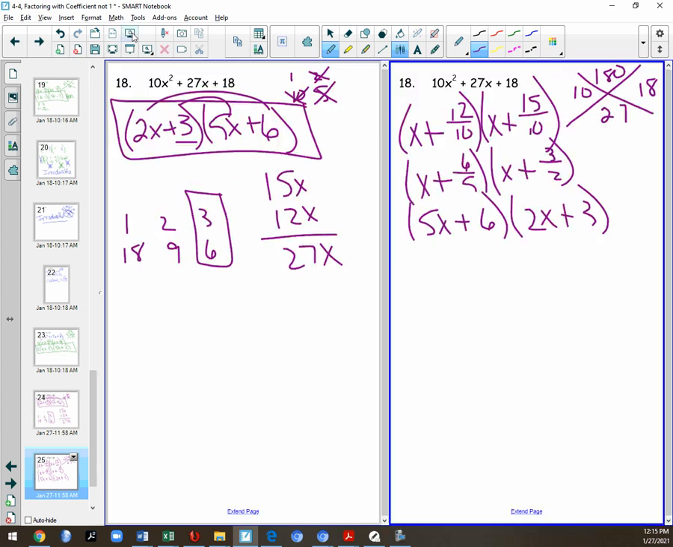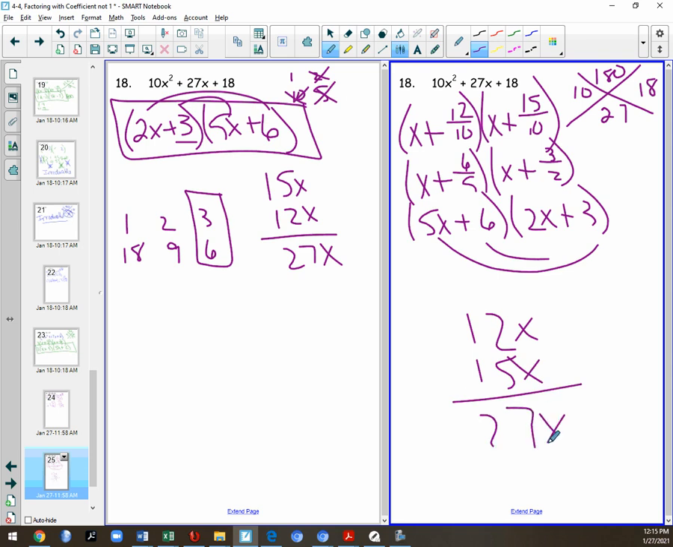So how do I know that I'm right? Inner gives me a 12x, outer gives me a 15x to give me the 27x, which is what I wanted, and we got the answer both ways. And we are correct. If you have any questions, please let me know.